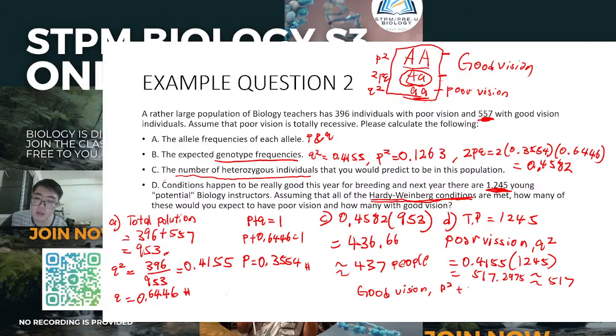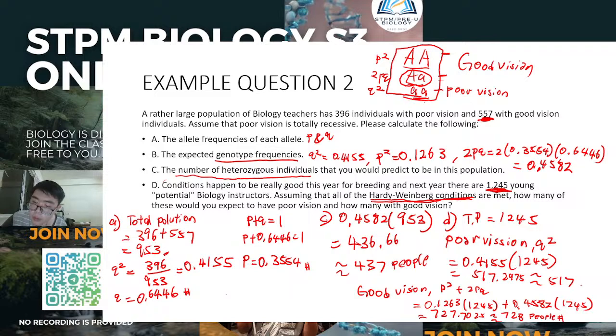Either P square plus 2PQ. Okay, so that equals P square, which is 0.1267 times 1245, plus your 2PQ, which is 0.4582 times 1245. So you type in your calculator, and you will get 728. So altogether you will get 728 people.